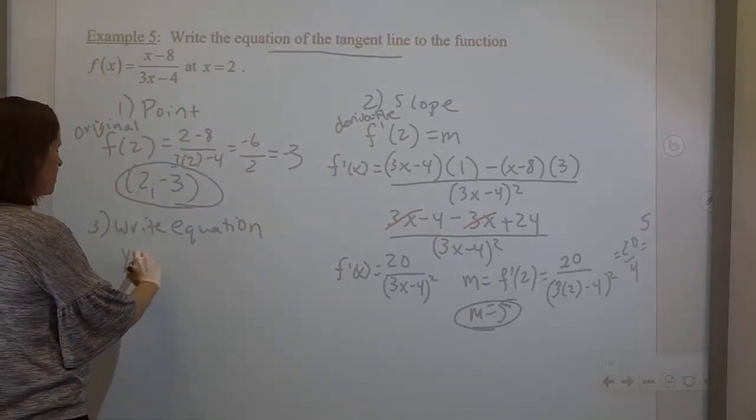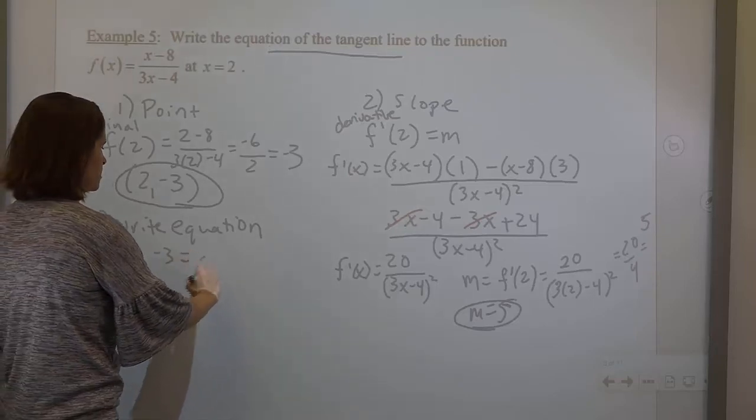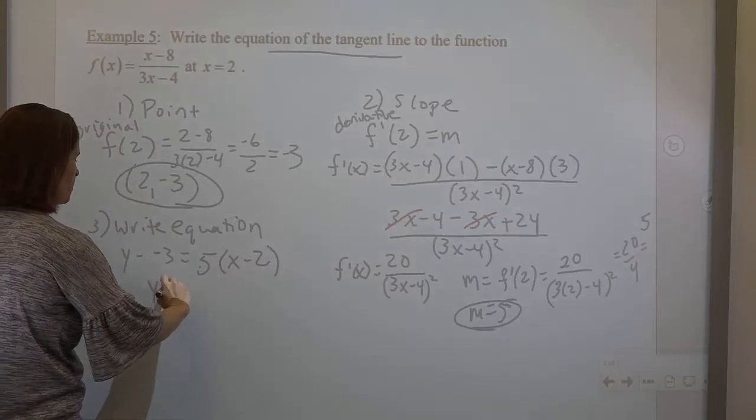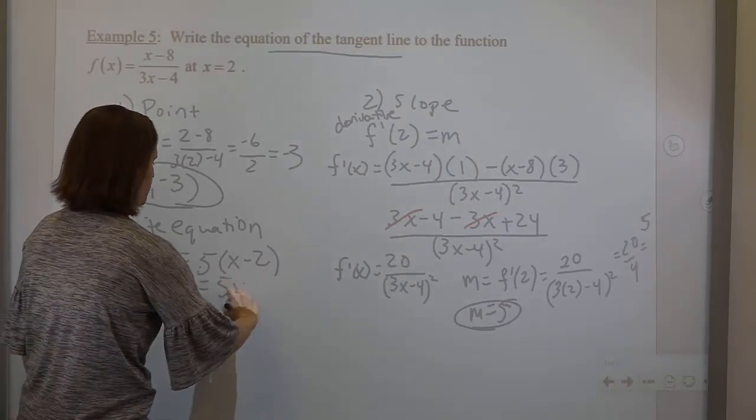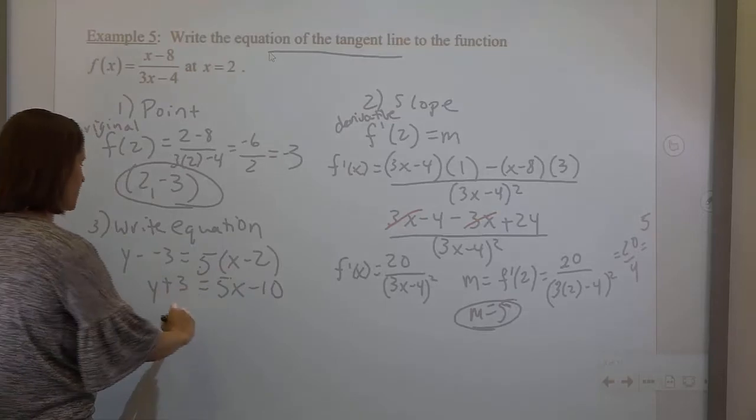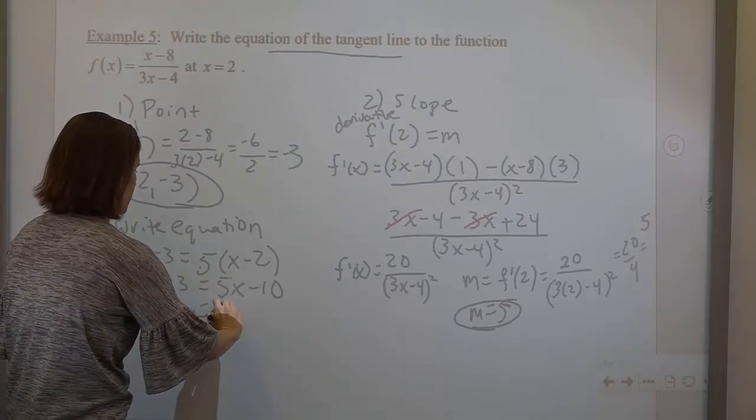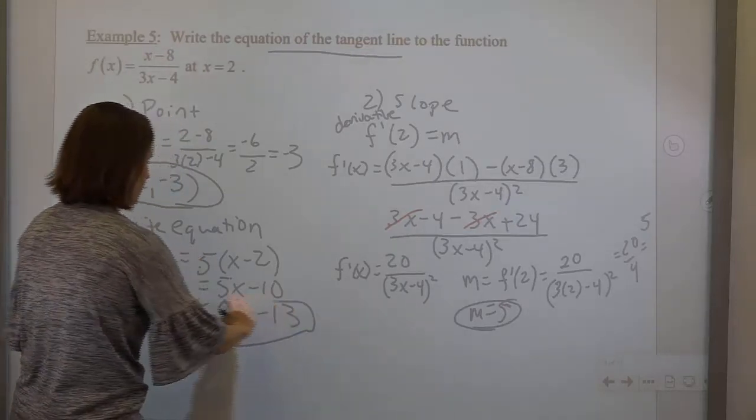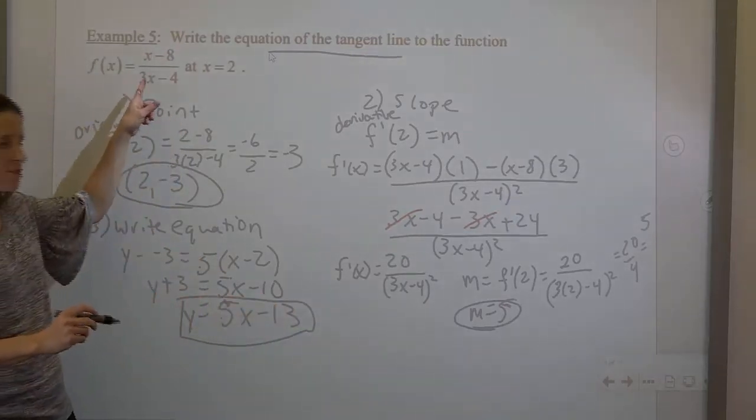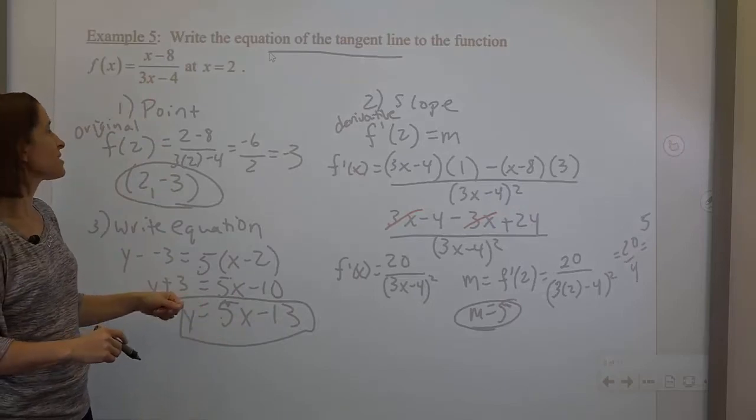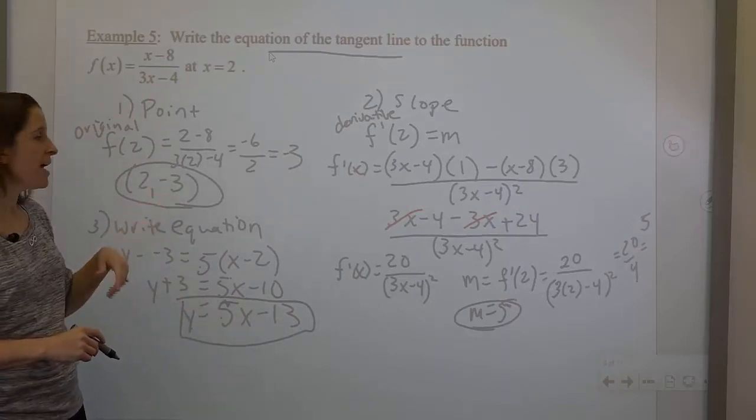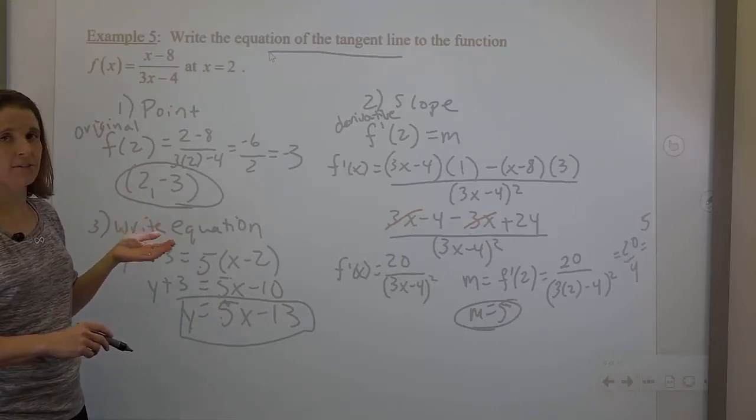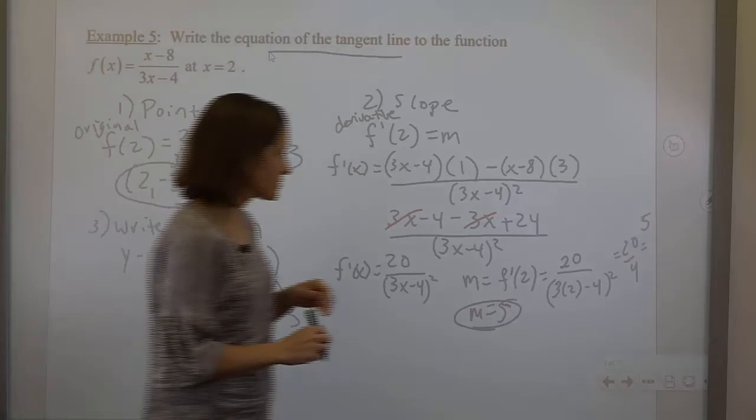So we've got y minus our y equals our slope times x minus our x. So we have y plus 3 equals 5x minus 10. And then bring that over, and we have y equals 5x minus 13. So as always, if you were to graph this function and this line, you should see that they share the point (2, -3), and that the line rides alongside that function and does not cross through it, but rather describes how steep it is at that point.